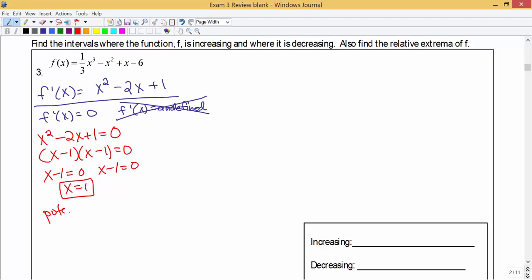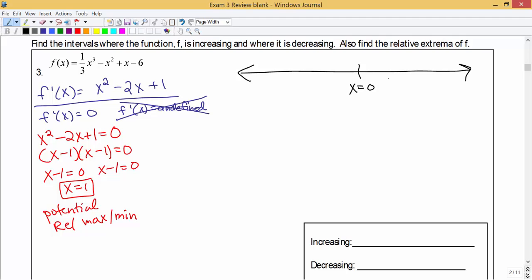So remember that this is a potential relative max or relative min. So we have one x value that will separate our intervals, x equals 1. We found that x equals 1 could be the place where the increasing and decreasing intervals will change on either side of 1. So let's look and see what the first derivative is to the left of 1.